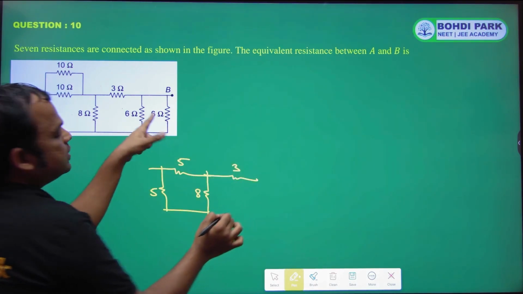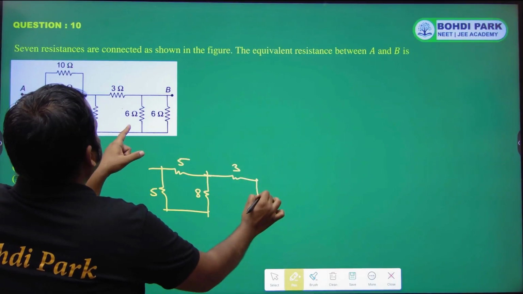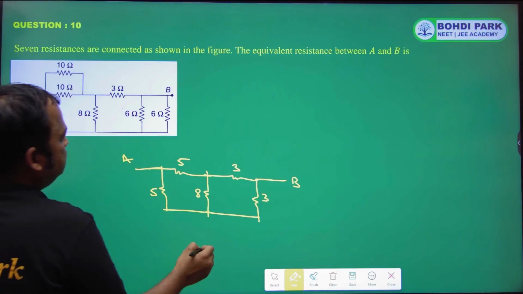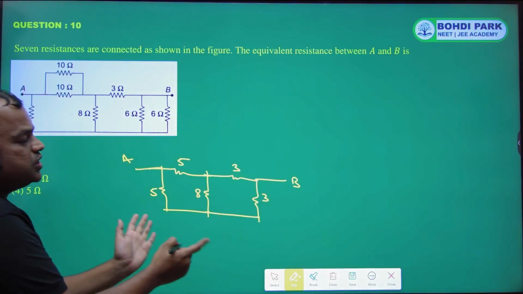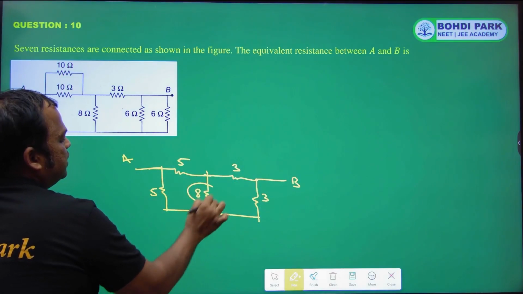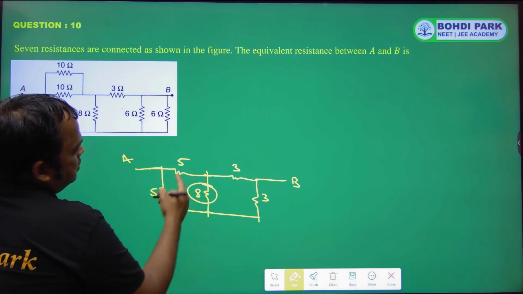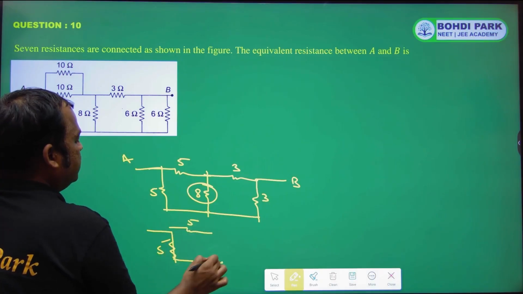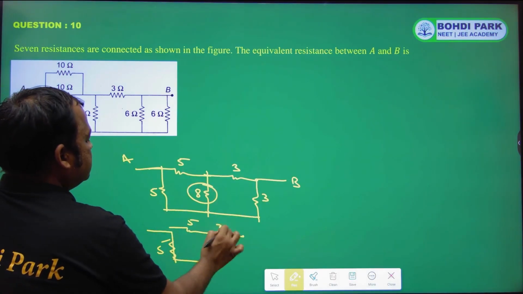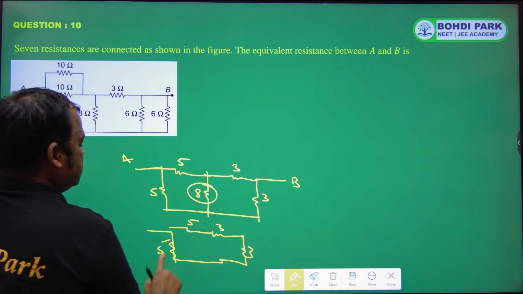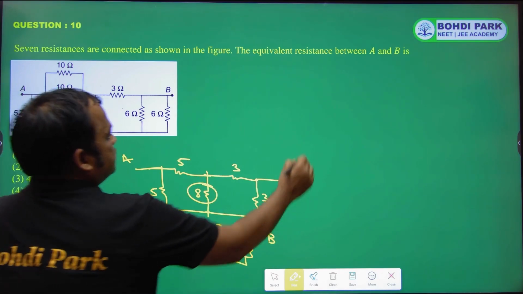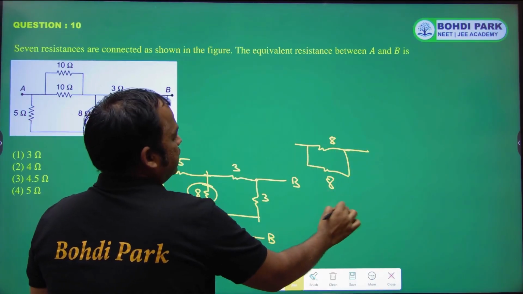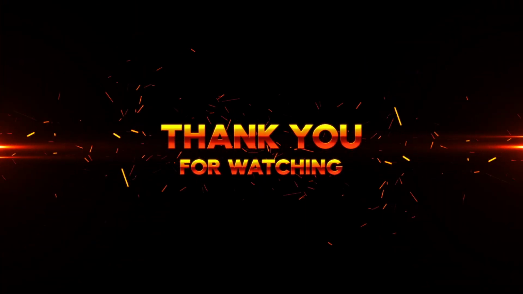Now we have here a 5, and this is 8, 3. Now this 6 and 6 are in parallel. So this is 3, point B and point A. So this is a Wheatstone bridge now. 5 by 5 is equal to 3 by 3. So we can remove this 8 resistance. Then this 5 and 3 will come in series. And this 5 and 3 will come in series. So we have 8 and 8 in parallel. So equivalent is 4 ohm.